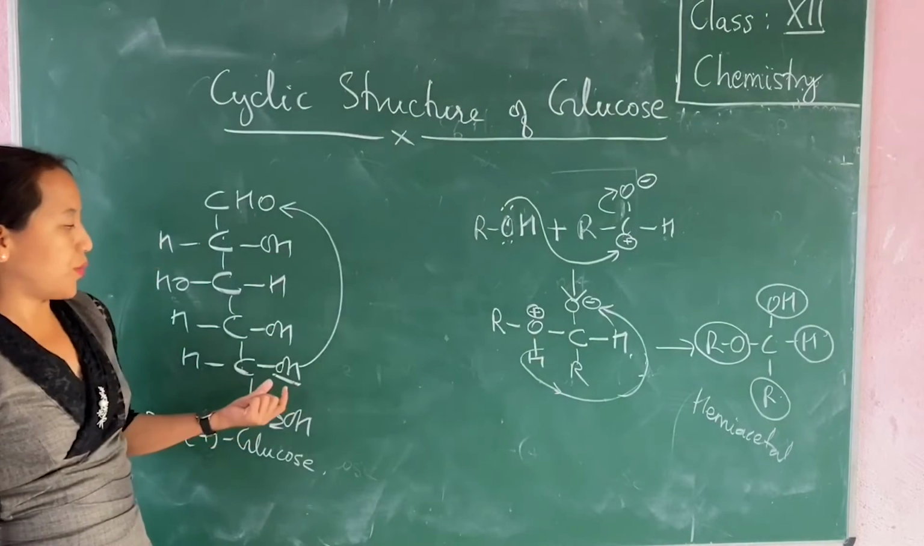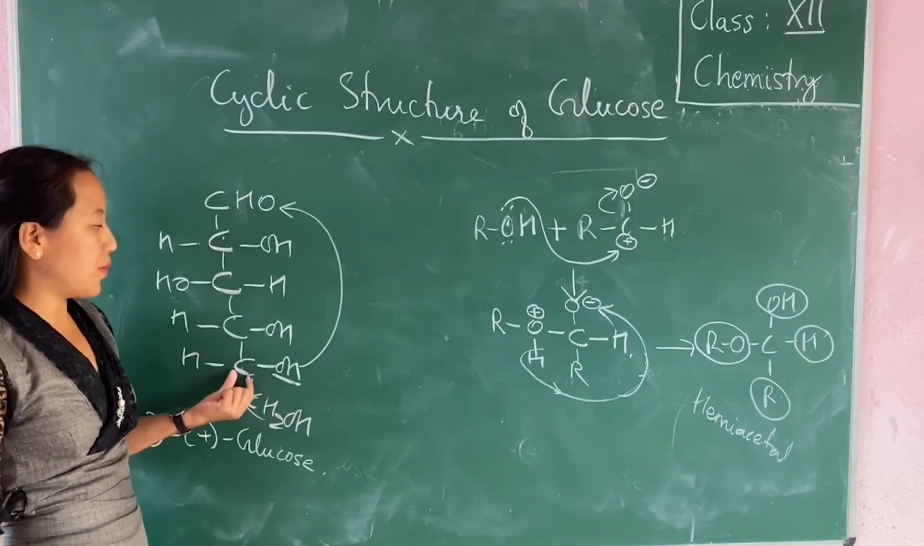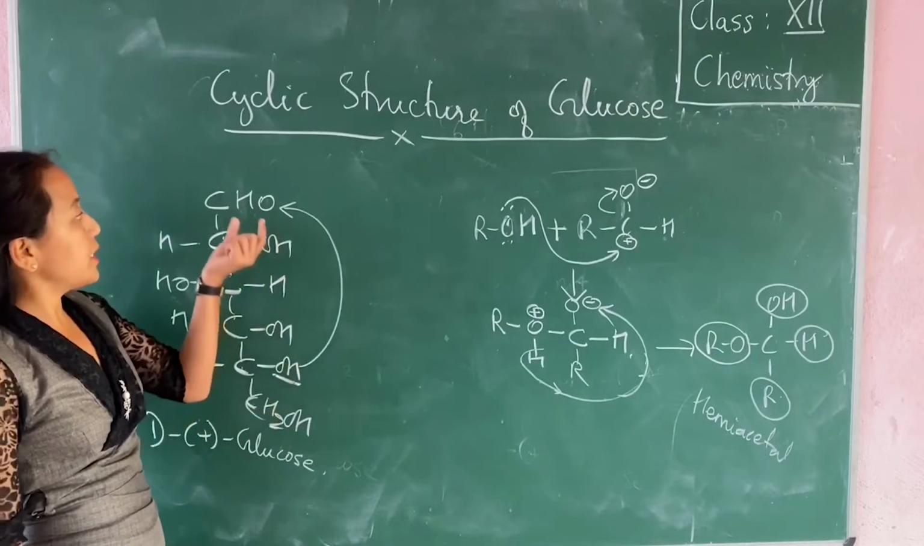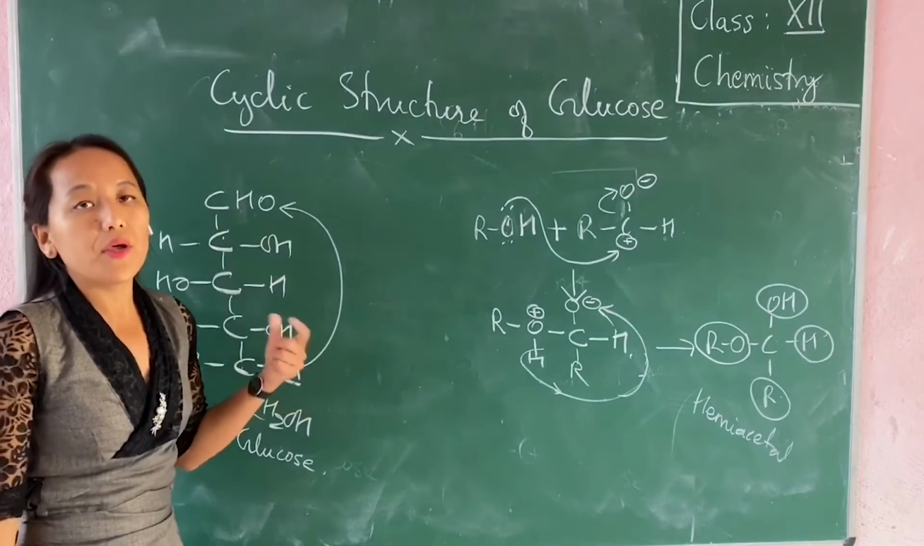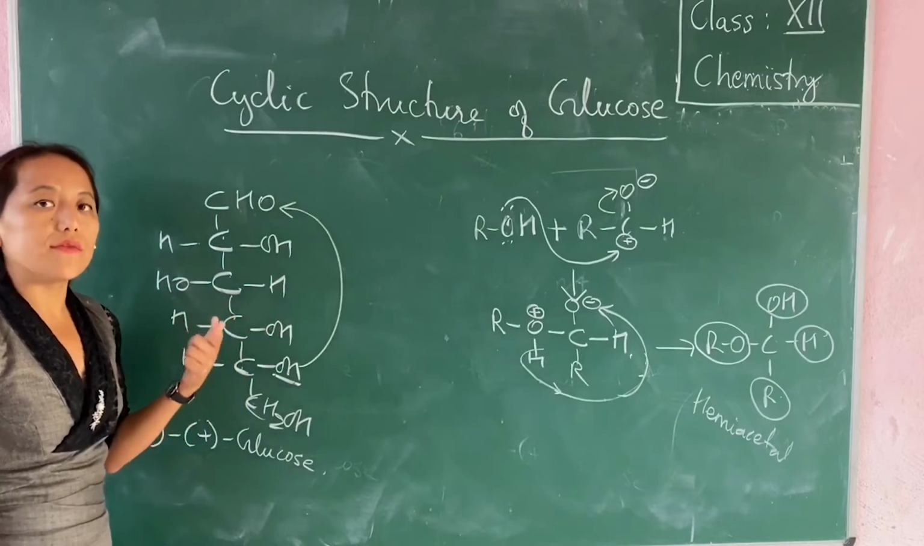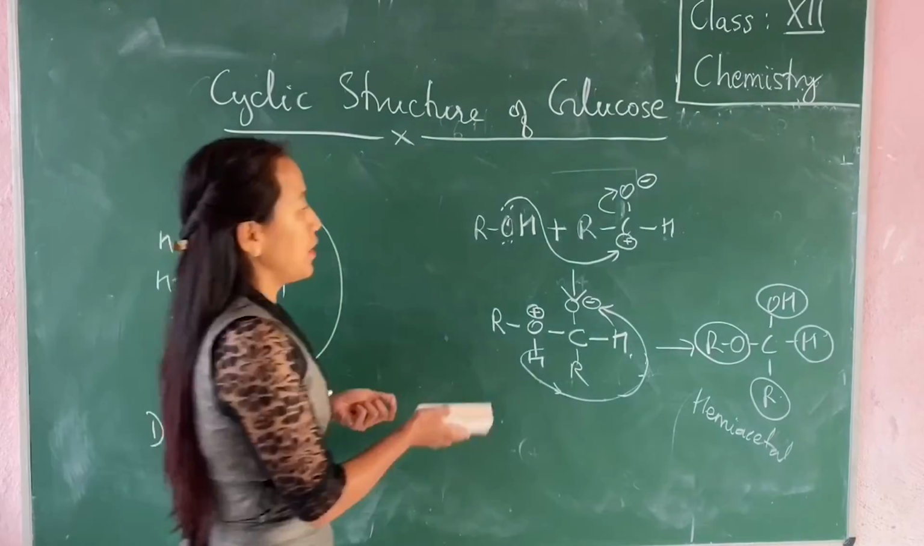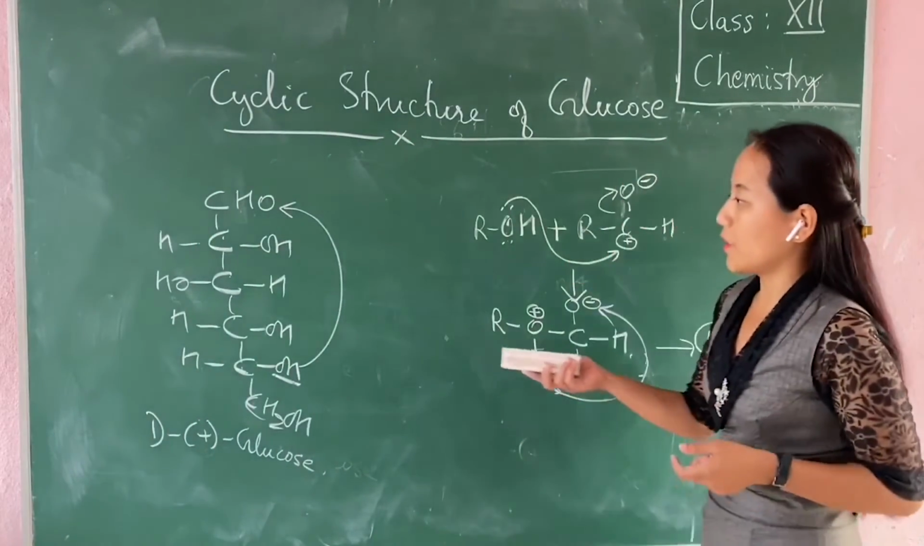In glucose also you have a hydroxyl group on the 5th carbon atom which will react with the aldehyde group of the glucose and it forms a hemiacetal compound, because of which it results in the formation of a cyclic structure. Now let me explain the formation of cyclic structure.